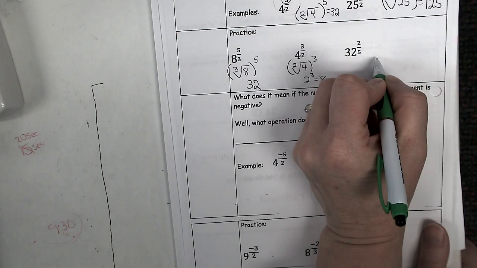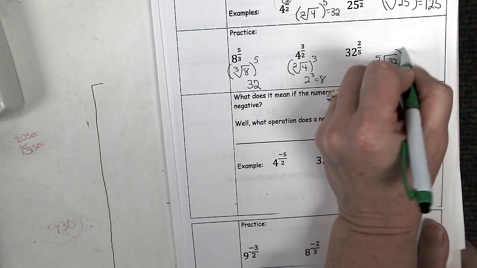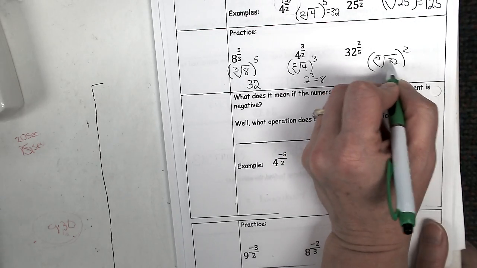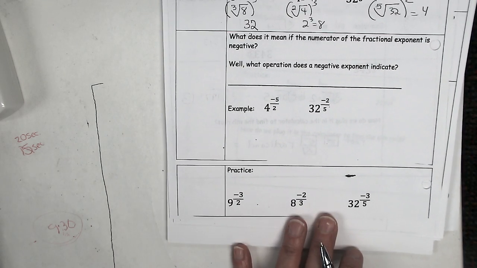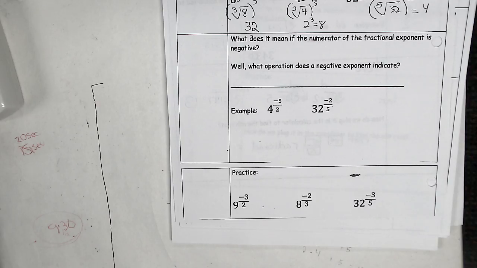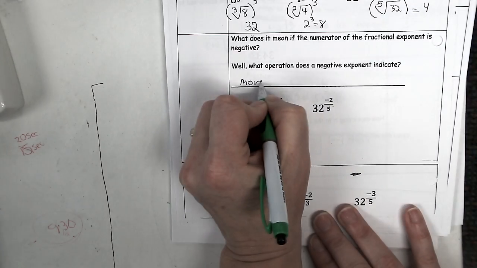So the last step is, what does it mean if the numerator of the fractional exponent is negative? Well, we went over this yesterday. What operation does a negative exponent indicate? Yeah, what is it? Not opposite, but what does it tell you to do when it's a negative? Yeah, we're going to move it. It really means take the reciprocal. But in the case of a negative exponent, it means move it to the bottom. So write that down, move it to the bottom. Okay? And now if you take a look, we're going to do the exact same thing we just did, but when we get done, we're going to move our answer to the bottom.